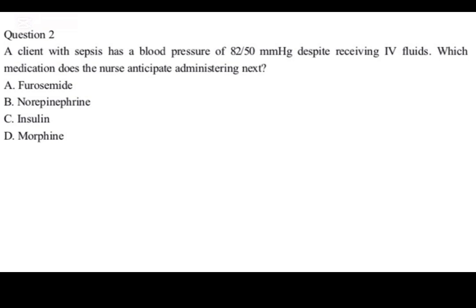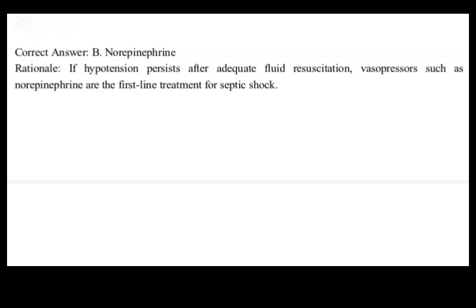Question 2. A client with sepsis has a blood pressure of 82/50 mmHg despite receiving IV fluids. Which medication does the nurse anticipate administering next? A. Furosemide. B. Norepinephrine. C. Insulin. D. Morphine. Correct answer, B. Norepinephrine. Rationale: if hypotension persists after adequate fluid resuscitation, vasopressors such as norepinephrine are the first-line treatment for septic shock.